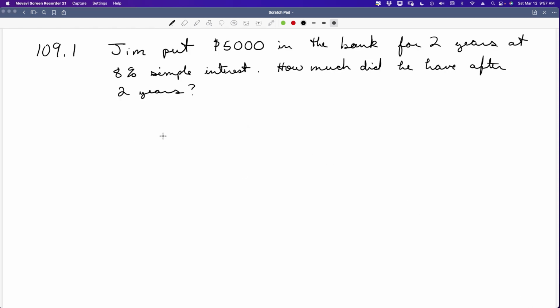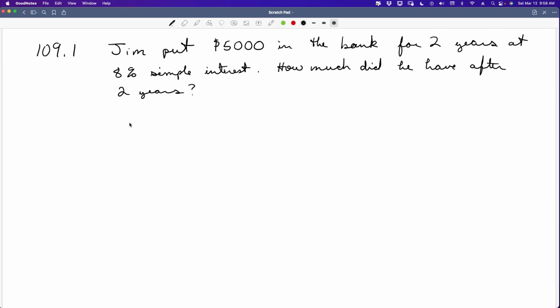The problem states Jim put $5,000 in the bank for 2 years at 8% simple interest. How much did he have after 2 years? The words simple interest tell us that Jim will get 8% of $5,000 every year. So we use the percent equation. A percent of a number is another number.